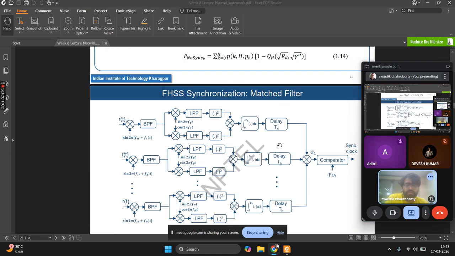Basically, you have to figure out a particular threshold, and you will see that the one frequency hop in which it has synchronized will give you a correlation value that is above a certain threshold, whereas others will give you values below the threshold. So that is the theory of the matched filter.